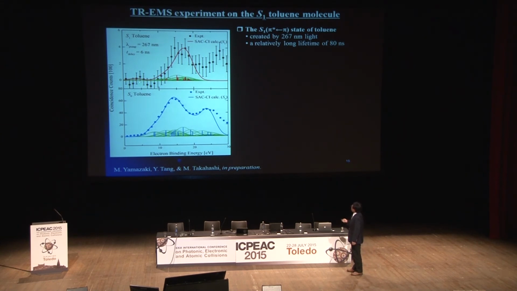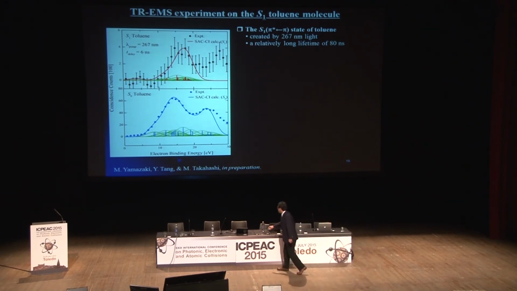This is a comparison of the EMS binding energy spectrum from the molecular excited state with the traditional EMS data from the ground state toluene molecule. You can see these spectra are substantially different from each other. This is due to the difference in the initial state electron configuration.